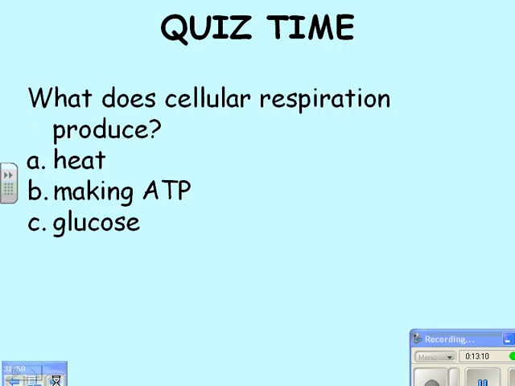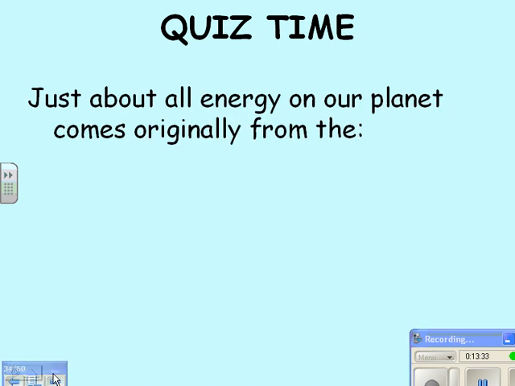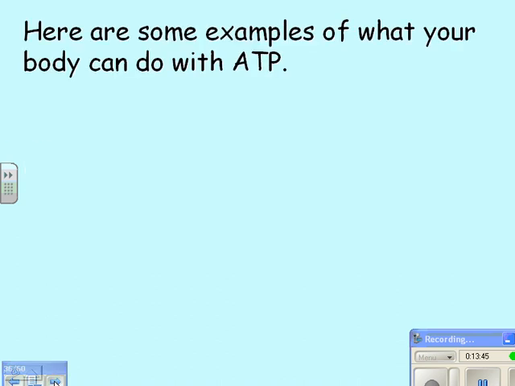What is combustion? That's just burning. So that's just a vocabulary word to learn. What does cellular respiration produce? Cellular respiration produces two things, so be careful. It produces ATP and it also produces heat. What does photosynthesis produce? Photosynthesis produces glucose. There's actually some ATP in some of the steps, but hey, just about all of our energy comes from the sun. What molecule do cells use directly for all of their energy needs? The answer there is ATP. Here are some examples of what your body, so that is it for right now.